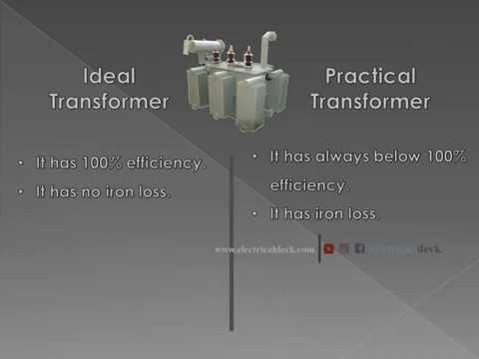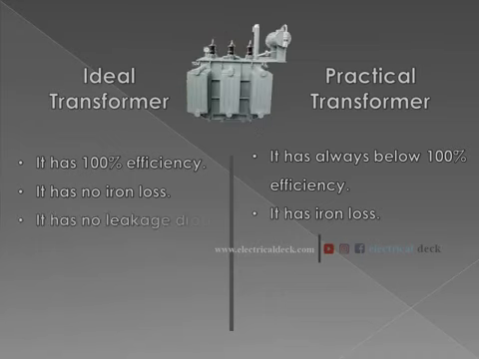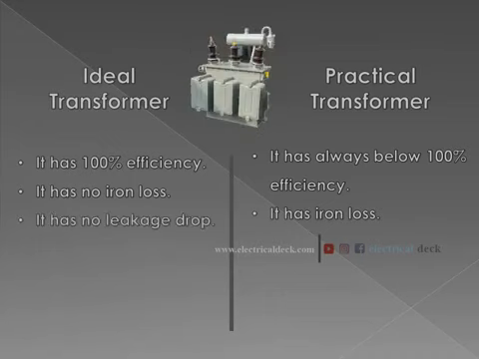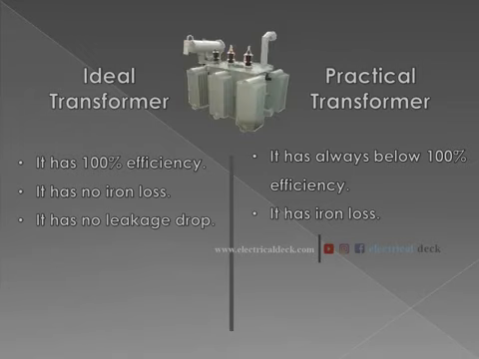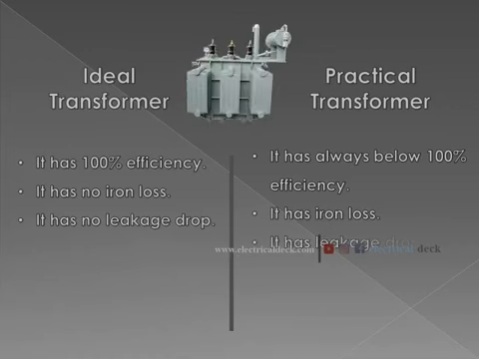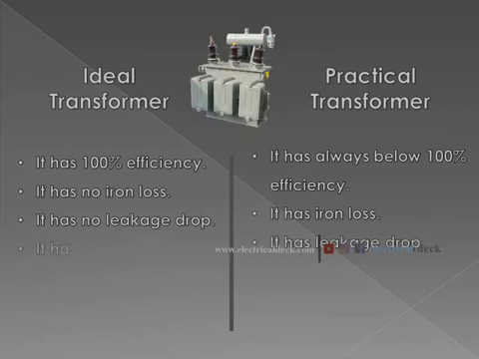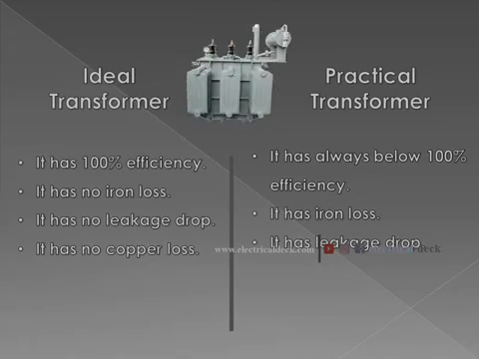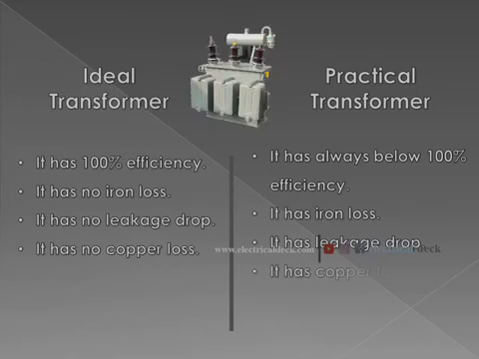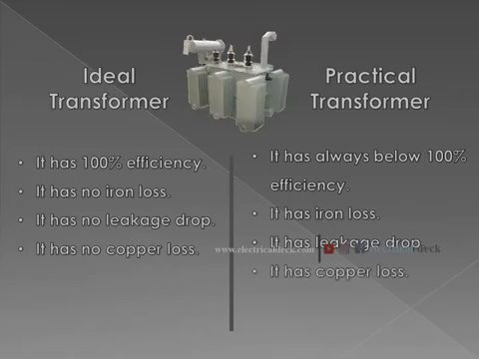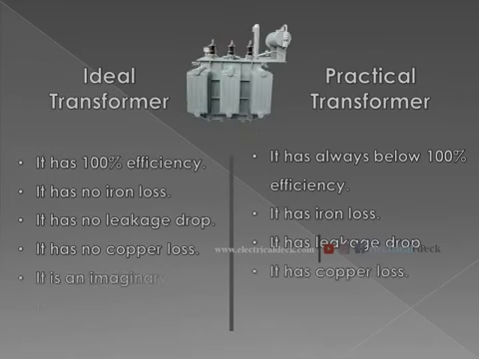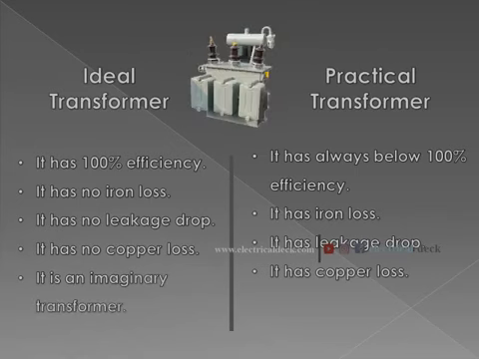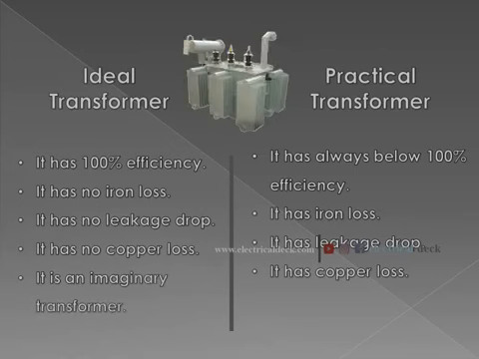There is no leakage of flux in the transformer core in an ideal transformer. In a practical transformer, some amount of flux is wasted as leakage. Copper losses in the windings of the ideal transformer are absent. Power is wasted as I squared R loss in the practical transformer. Ideal transformer is known as an imaginary transformer. Practical transformers actually exist.